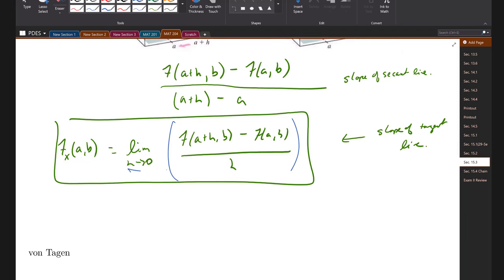Another question. Just getting rid of the limit makes it the slope of the secant line? Correct. But you can't plug in 0 for h. h is representing the distance between those two, the distance between the x coordinates of those 2 points. Great.